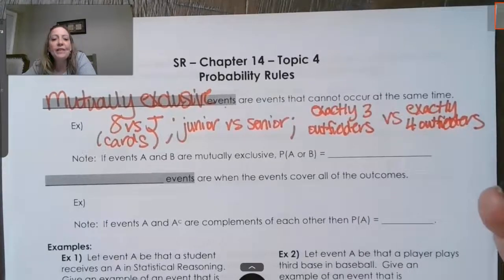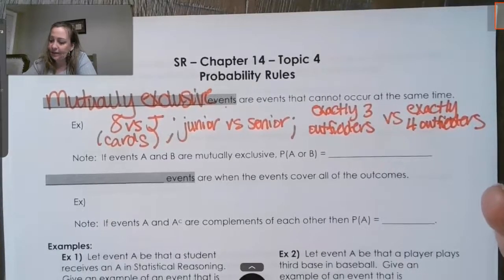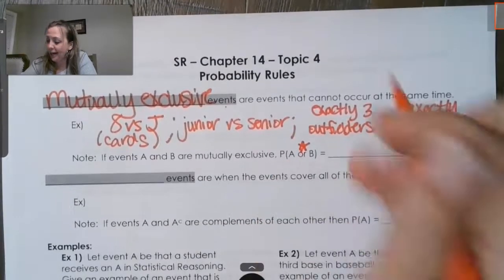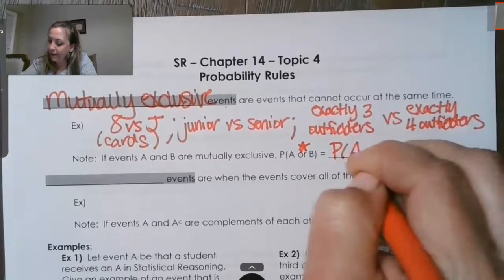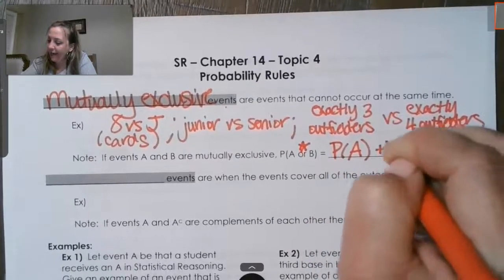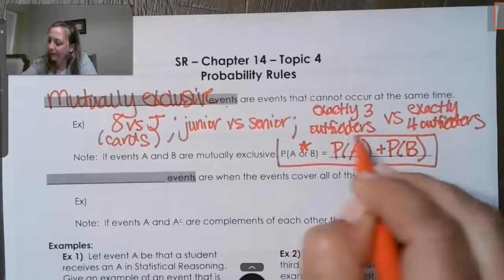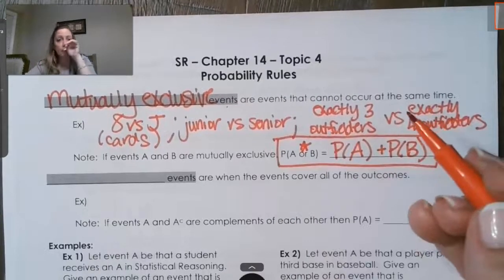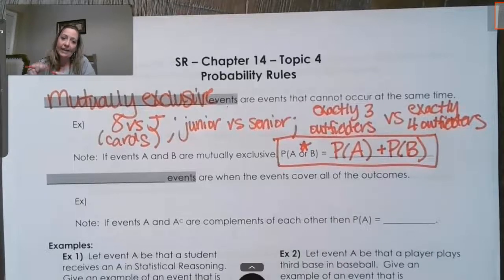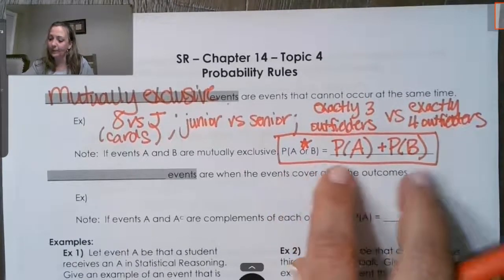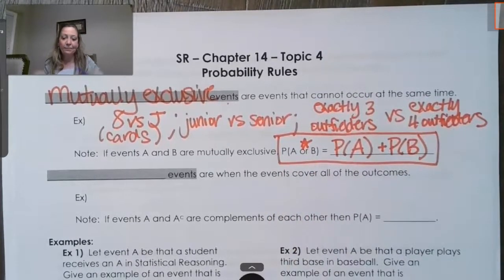All right. So if events A and B are mutually exclusive, then that means that the probability of A or B happening, as we looked at before, is the probability of A happening plus the probability of B happening. So as long as events are mutually exclusive, we can define them in that fashion. The probability of A or B, we just add those together, okay?